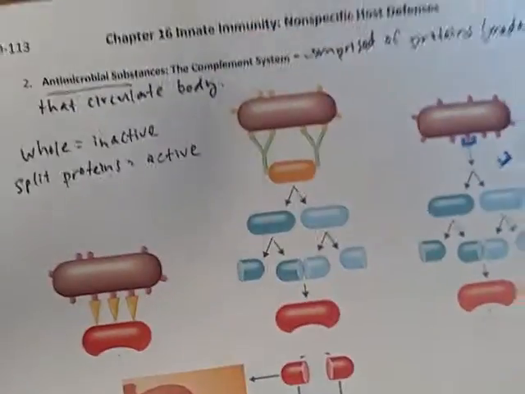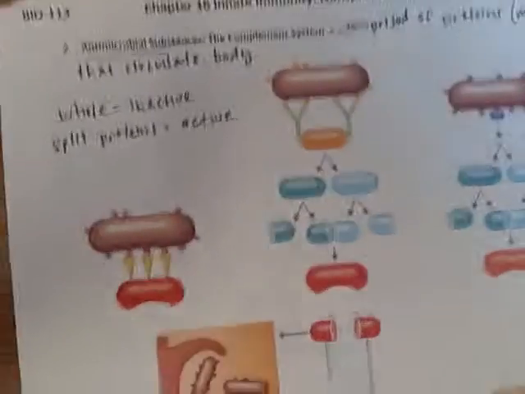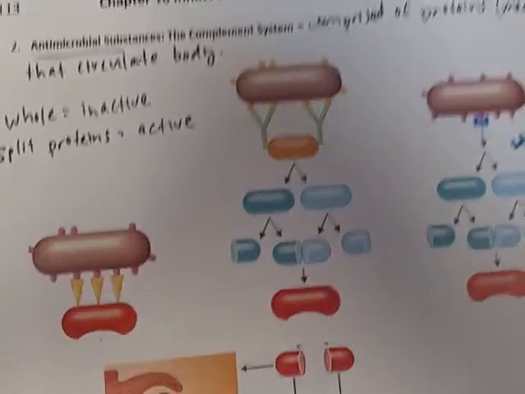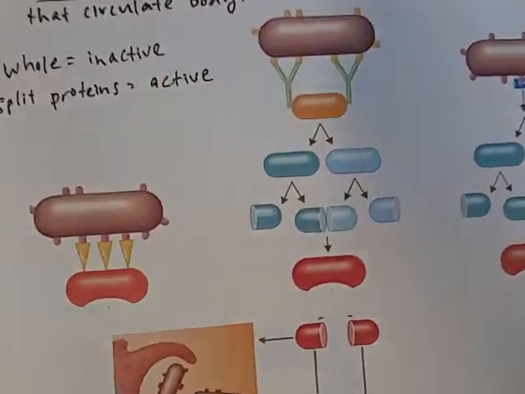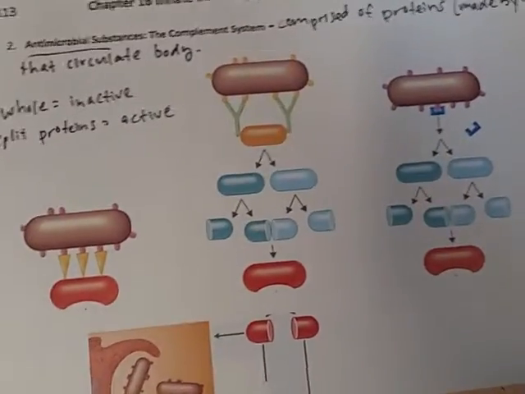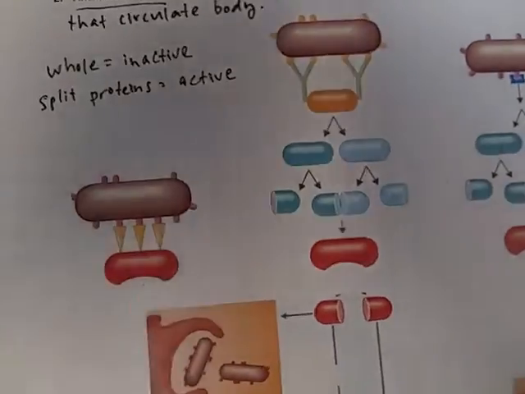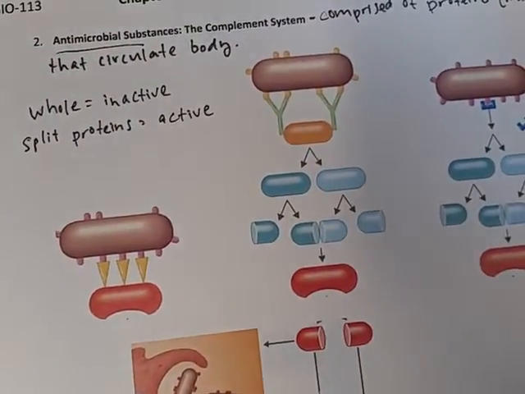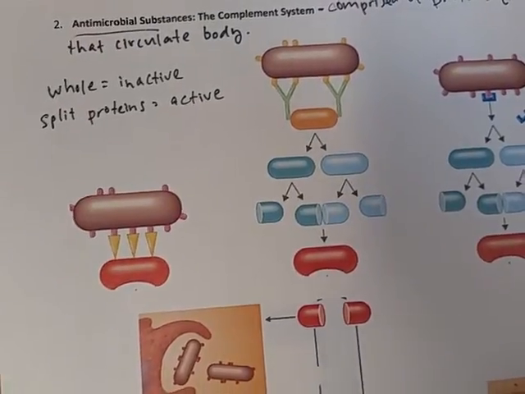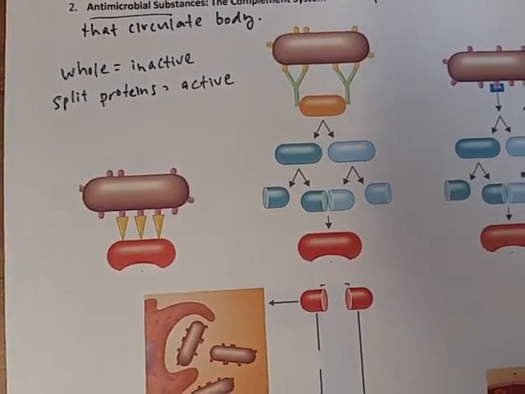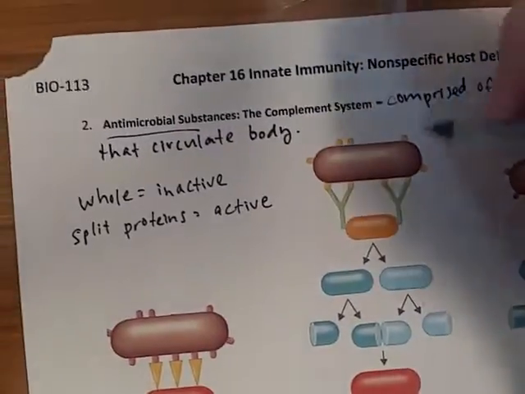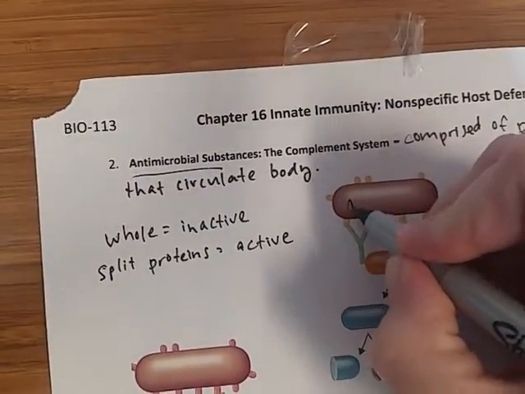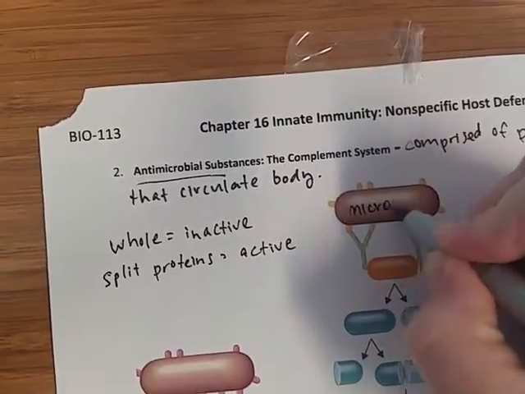So let's go ahead and talk about this system and how it operates. So there's three ways that we can activate this complement system. So first up, we have what's called the classical pathway. So in the classical pathway, we're going to have antibodies right here. So here's our microbe, this brown thing.